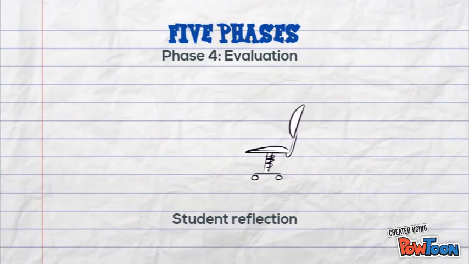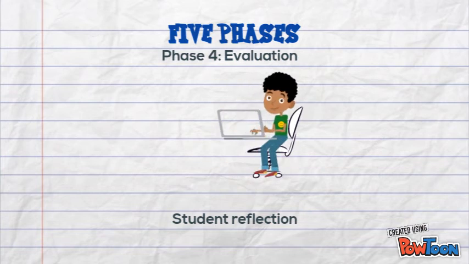In Phase 4, evaluation, students are given a chance to reflect on their own learning. This phase can be difficult for CLD students. Modeling and practice must take place.